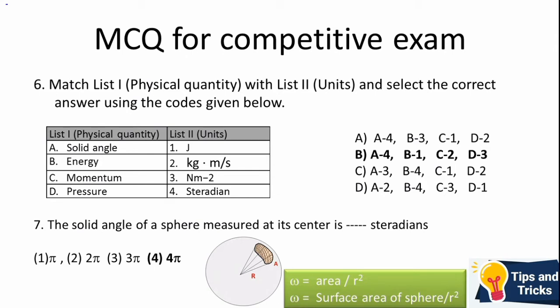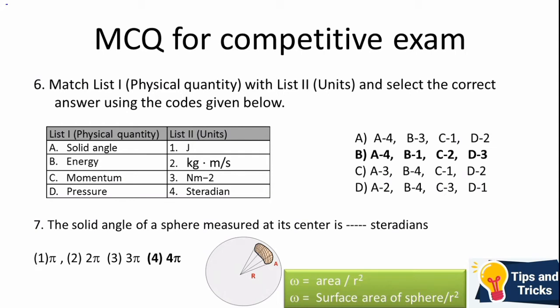So now let us discuss question number 6. Match list 1 with list 2. The list 1 contains physical quantity, list 2 contains units. Select the correct answer using the codes given below. List 1 contains physical quantities such as solid angle, energy, momentum and pressure. List 2 contains units such as joule, kg meter per second, Newton per meter square and steradians.